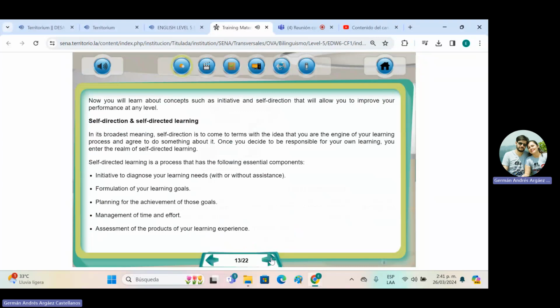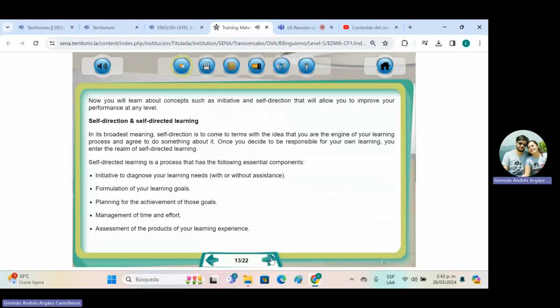Self-direction and self-directed learning. In its broadest meaning, self-direction is to come to terms with the idea that you're the engine of your learning process and agree to do something about it. Once you decide to be responsible for your own learning, you enter the realm of self-directed learning. Self-directed learning is a process that has the following essential components.